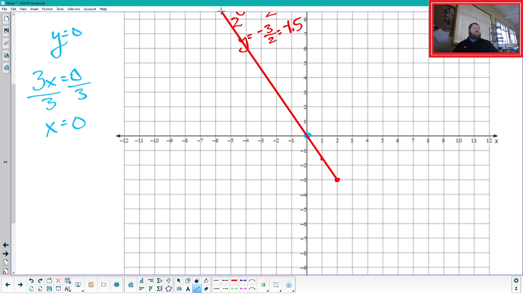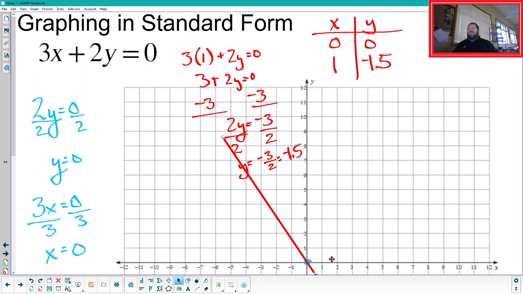We get this line. And we get this line right here. And that's just what we have to do. If we come up to a problem in standard form that has a y-intercept or an x-intercept at 0, if one of them's 0, they're both 0, which means we only get 1 point. We have to use the table of values. Or do we?